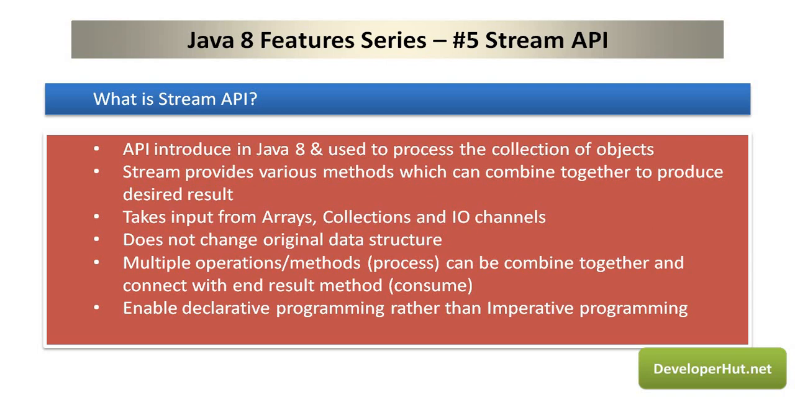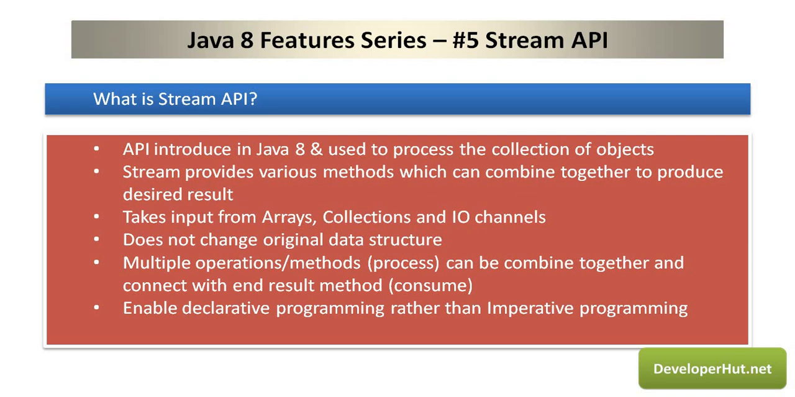The advantage of Stream API is that it does not change the original data structure. It always works on a copy of the data structure, so there are very few or no chances of making any mistakes. Also, Streams API provides a lot of methods which you can combine together, and you can connect the results you get to your end result as well. Streams API also enables the declarative programming approach. We're going to see what exactly that is.